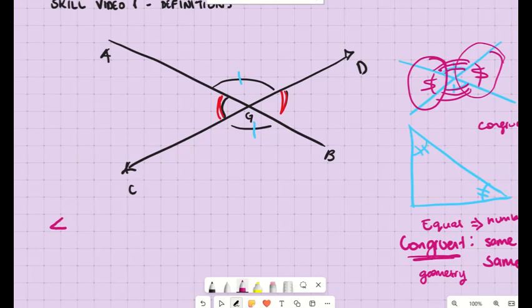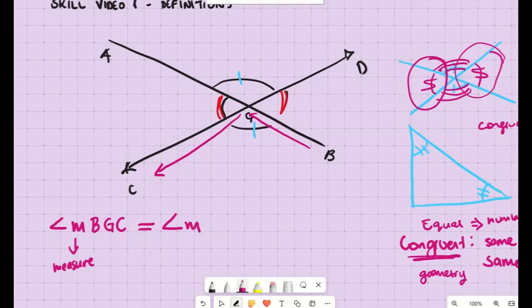And then measure of. So I will say measure of angle BGC, B, G, and C, is congruent, equal to the measure of CGB. You can come from this way or this way. So that order is not important, but G has to be in the middle.